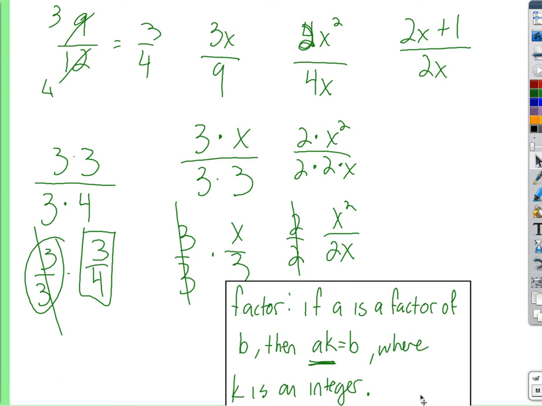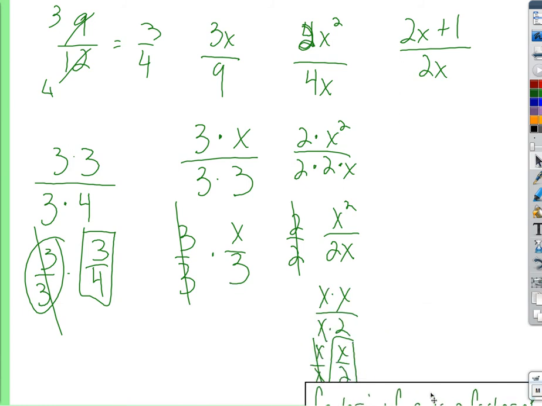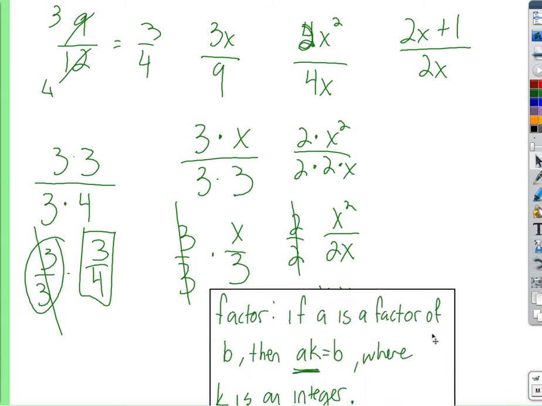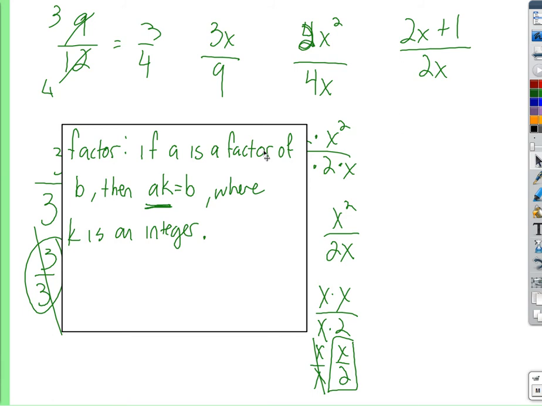And likewise here, can we cancel out a factor of 2? The question is, is it a factor of this whole numerator? Yes, it is. Is it a factor of this denominator? Yes, it is. We showed that by writing it exclusively as multiplication, something times something else. Okay, we canceled it out. Can we cancel out a common factor of x? Well, we can write it as x times x. We can write it as 2 times x. So yes, x is a factor of the numerator and denominator.